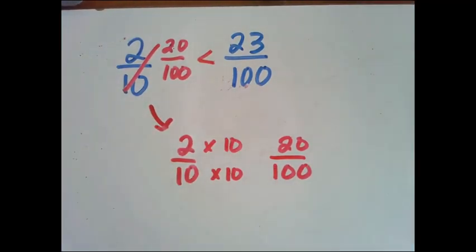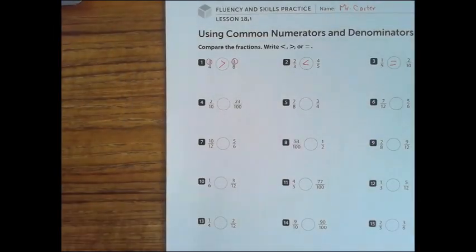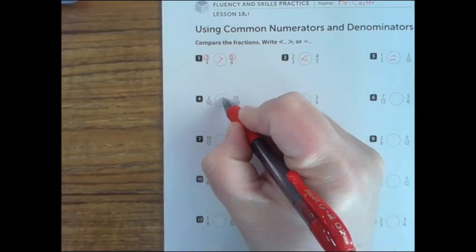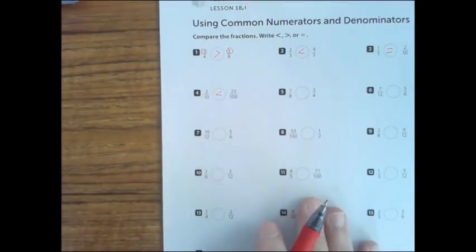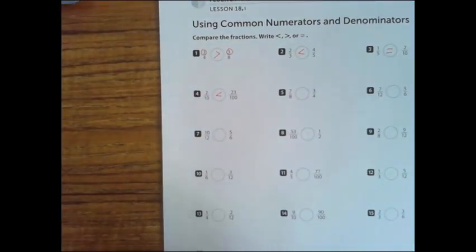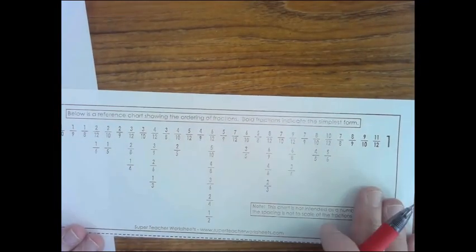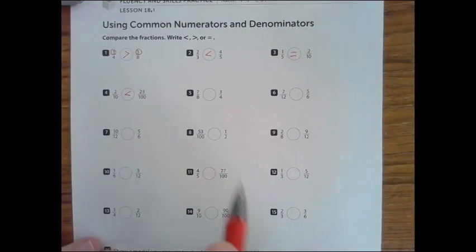All right, so let's do that over here. So 2/10 again is less than 23 hundredths. And we can't use our reference chart to check it because our reference chart doesn't go up to hundredths. It only goes up to twelfths. So we can't check it. But yes, it is correct. 2/10 is less than 23 hundredths. All right, let's look at our next one.